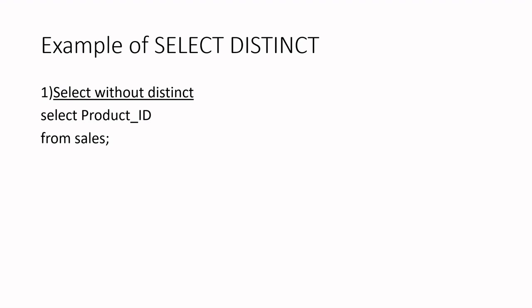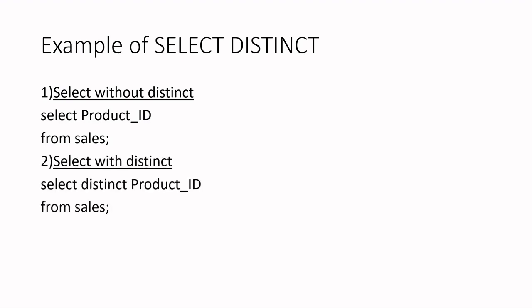So we can write select product ID from sales. It will give us, like, rice is sold 3 times, so it will give rice, rice, rice, but we want rice only the first time. So then the distinct keyword is used. Select distinct product ID from sales, so it will give us rice only one time from the sales table. This is how the distinct keyword works.